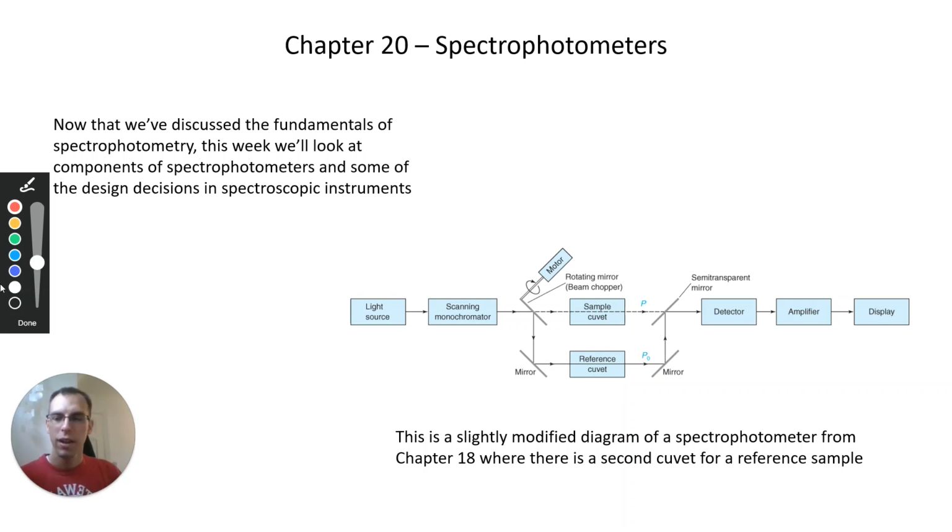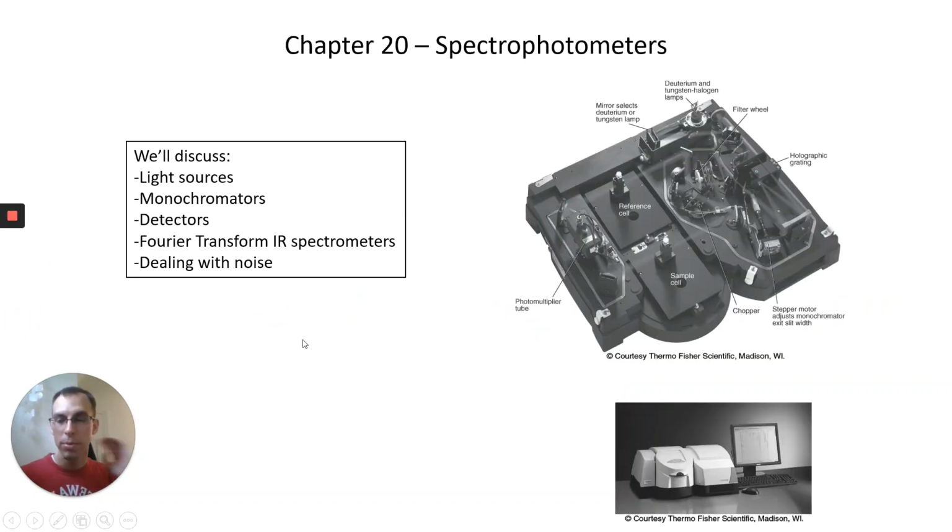So what we're going to talk about in this chapter is each of these components. So talking about light sources, there'll be a video on this, this first video. We're talking about monochromators, how we construct those and the things we have to think about in terms of the design, and different types of detectors. And then for infrared spectrometers, the most common type doesn't follow this same pattern that we've been talking about. We'll talk about Fourier transform infrared spectrometers. And then the last topic we'll cover is dealing with noise. And defining what we mean by noise here, not actual acoustic noise, but noise in our measurements.